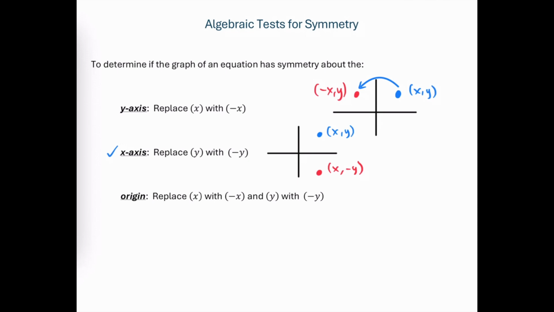We could also interpret this by saying, if we plug negative y in for each y in the equation, what that generates is an ordered pair solution that is symmetrical to the original one over the x-axis.